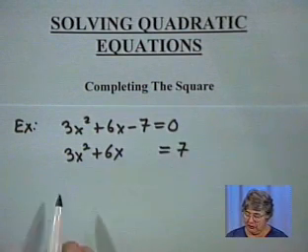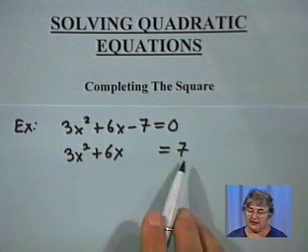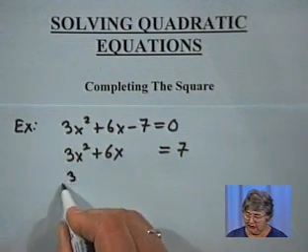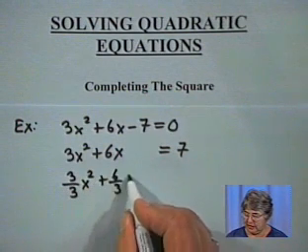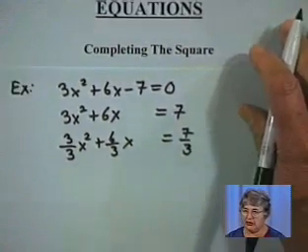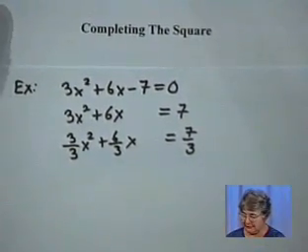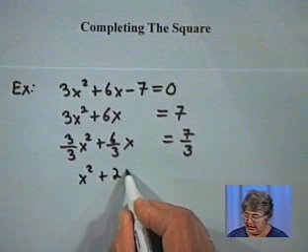The next step, we're going to get rid of this coefficient of the x squared by dividing every term by that coefficient. So we're going to have 3 over 3 x squared plus 6 over 3. The goal is to try to solve for x. Now we have x squared plus 2x equals.